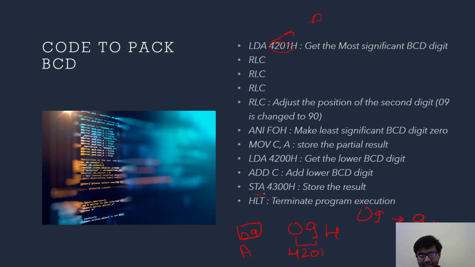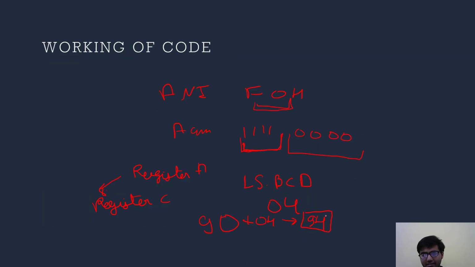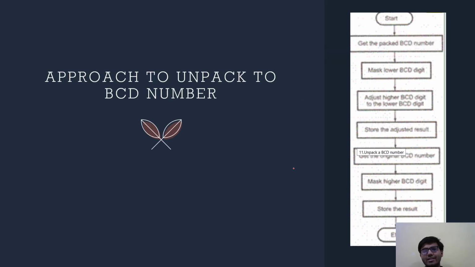And then I'm doing STA 4300H. STA would store my accumulated result into memory location 4300H. So my program has successfully converted the hexadecimal or binary code to binary coded decimals. Now let's study how to unpack BCD numbers. Packing was a little easy. Unpacking is also easy.